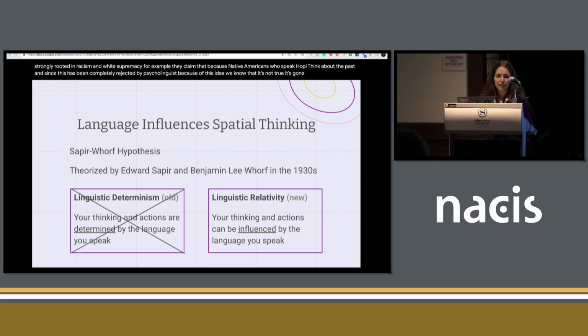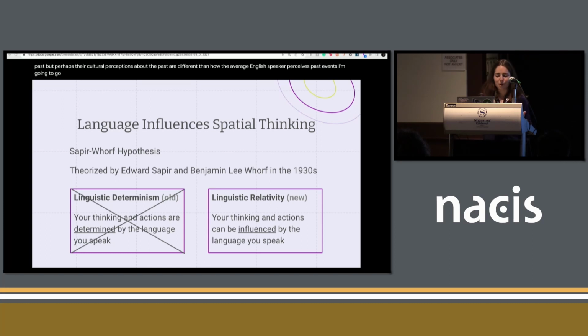But in its place came linguistic relativity, which is an ongoing topic of research and debate, and it's a softened and, in my opinion, more accurate version of the original hypothesis. It proposes that instead of people's thinking being determined by the language that they speak, their thinking and actions can be influenced by the language that they speak. It focuses more on differences in how people think about a topic based on their language, rather than the existence or absence of that thinking at all. For example, the Hopi people can certainly think about, and they do think about, things that happened in the past. But perhaps their cultural perceptions about the past are different than how the average English speaker perceives past events.